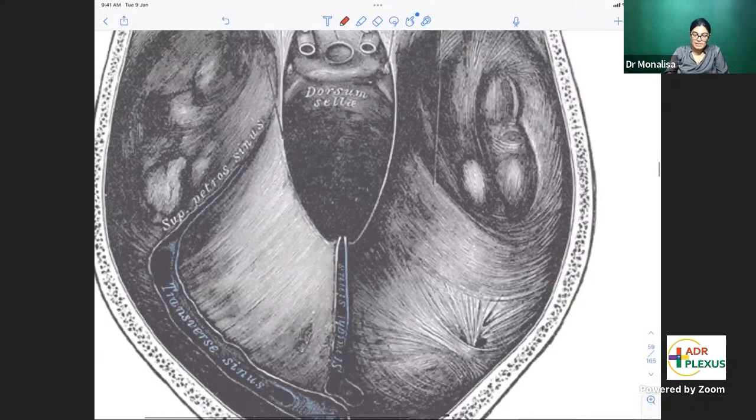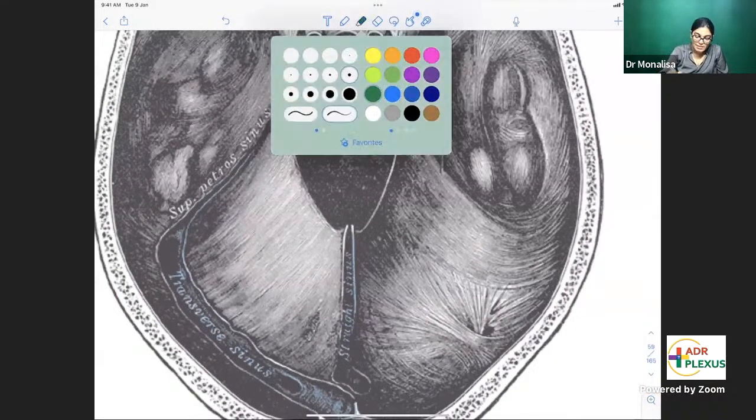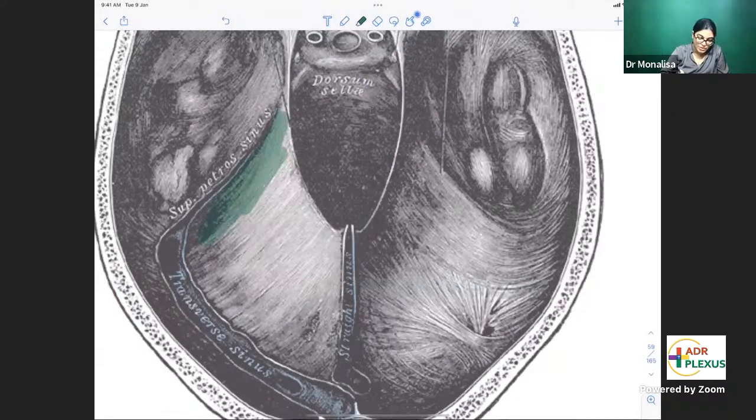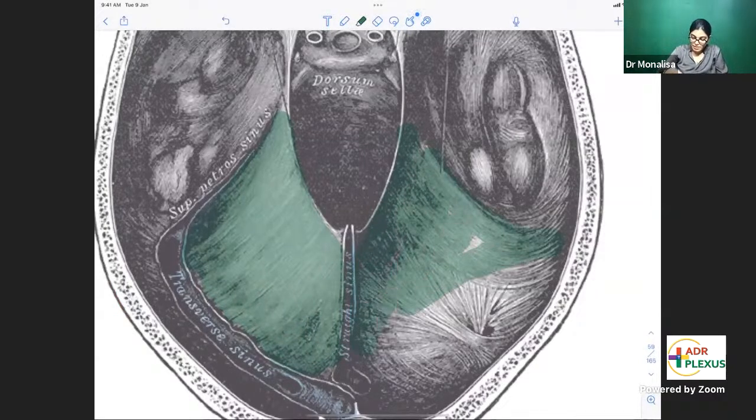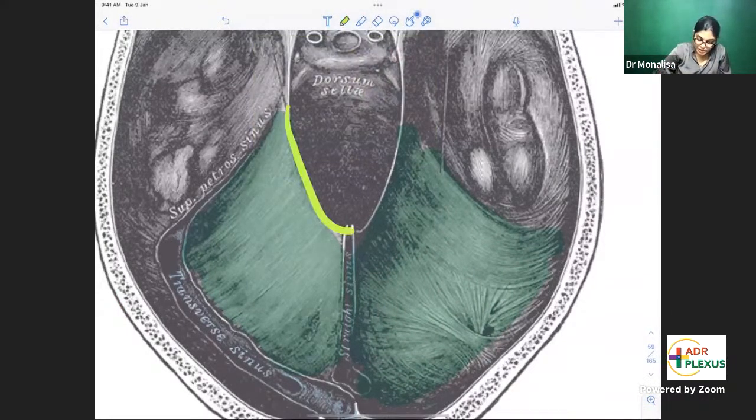Let me enlarge this image, and I just want you to appreciate that the structure you are seeing, which I am showing you with the screen color, is the Tentorium Cerebelli. This is the Tentorium Cerebelli of one side, and this is the Tentorium Cerebelli of the other side. The next important point is that this is the anterior free border, A for the anterior free border and P for the posterior attached border.